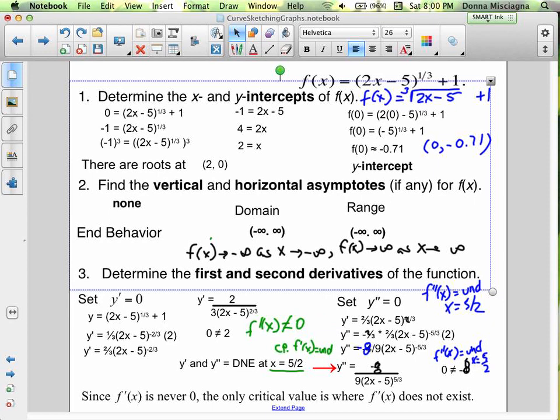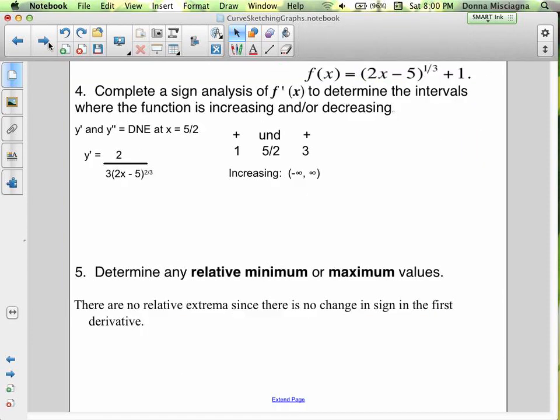So you set the denominator equal to 0 because that would be your critical point, and lo and behold, it's 5/2 again. So we have both the first and the second derivative are undefined when x equals 5/2. All right, so at the bottom there it tells you since the first derivative is never 0, the only critical value is where the first derivative does not exist. So we found our critical points. Let's continue on. Do some interpreting.